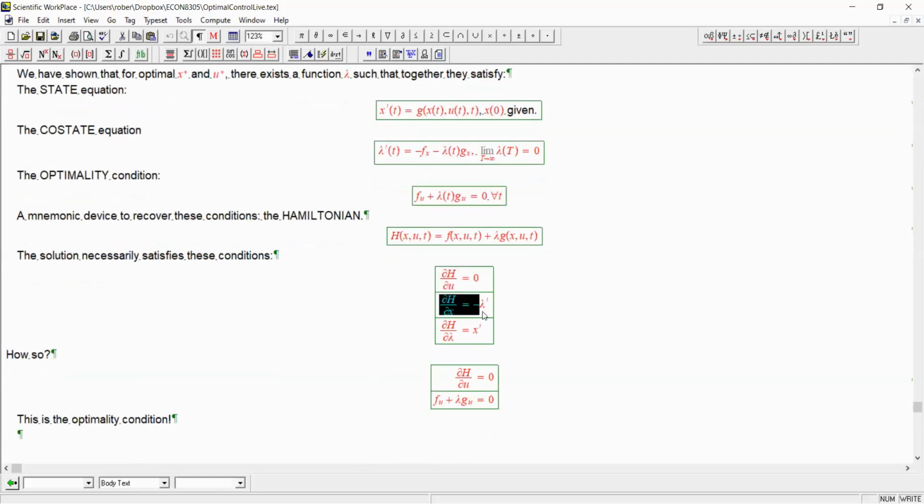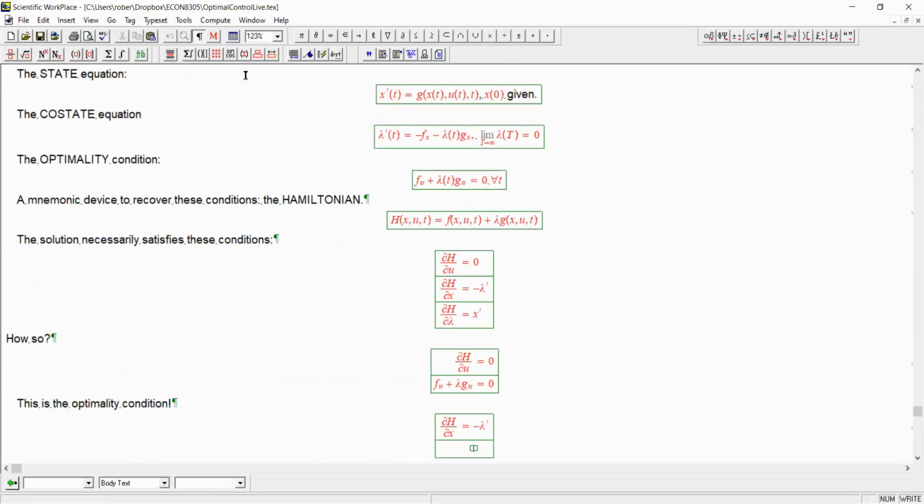Next, let's take this second condition. Let's insert the Hamiltonian. The derivative of f with respect to x is just its derivative with respect to the first argument. And again, the same is true of g. So what do we have here? We have recovered the costate equation.